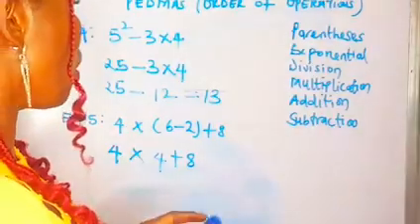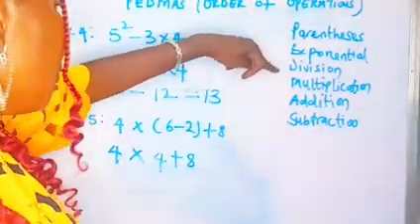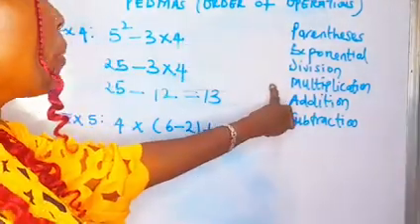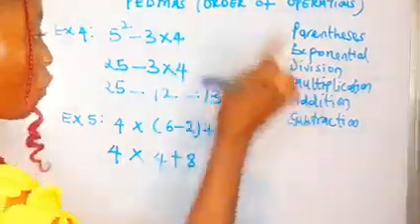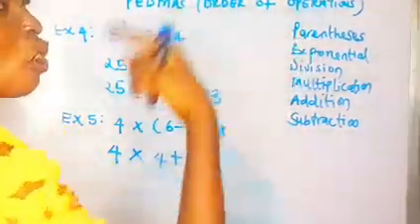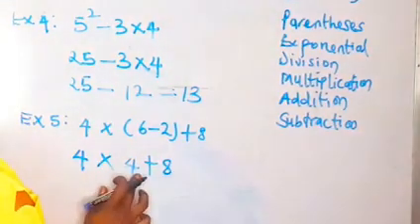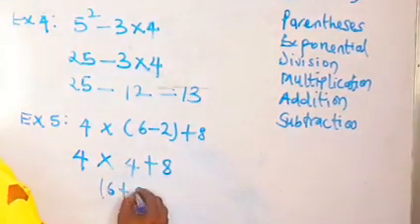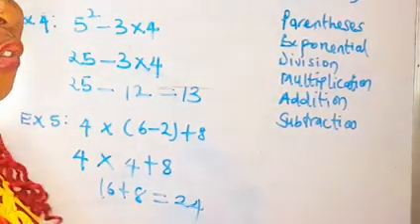Again, we are done with parentheses. There is no exponential, no power, no division. The next is multiplication. So we cannot add 4 plus 8 to get 12, no, because multiplication comes before addition. So we have 4 times 4, which gives us 16, plus 8, and 16 plus 8 is 24.